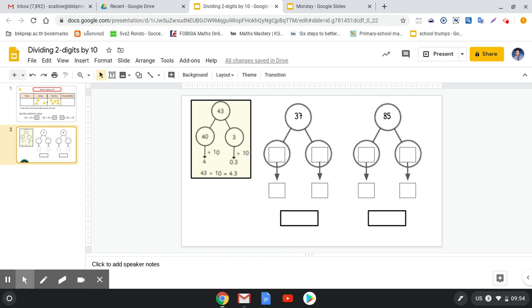So this time we're going to use part-whole models to divide two-digit numbers by 10. Let's have a look at this diagram here first. So this is 43 divided by 10. So look how it partitions the 40 and the 3.